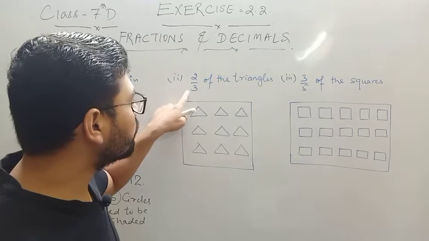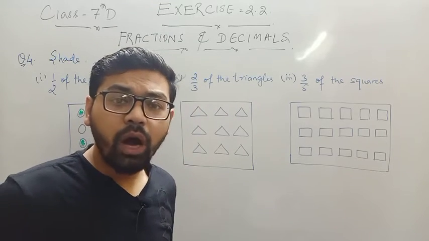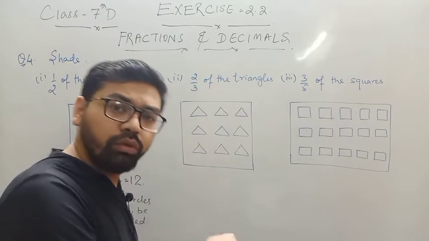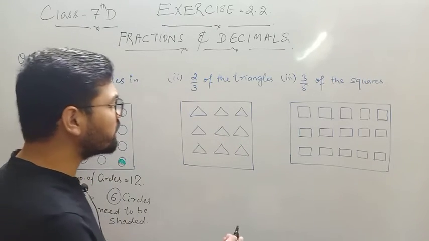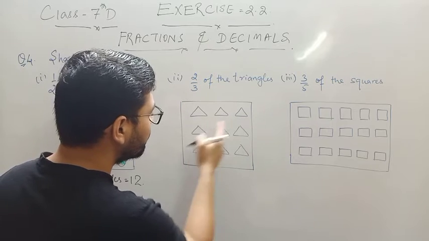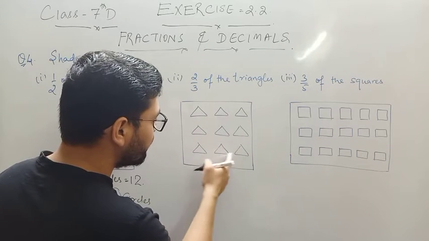Next, you need to shade 2 by 3 of the triangles, but I don't know how many triangles are there. For that I need to count the number of triangles given in this box. Okay, how many triangles are there? 1, 2, 3, 4, 5, 6, 7, 8, 9.